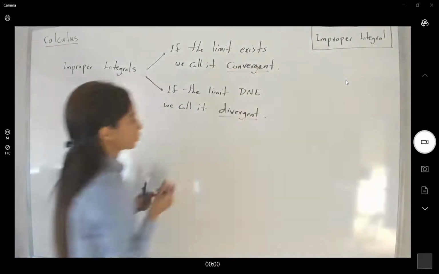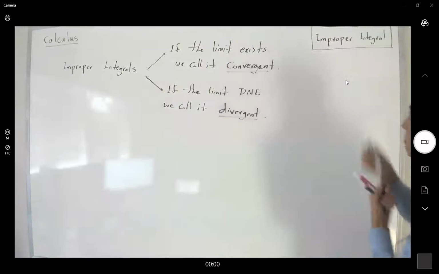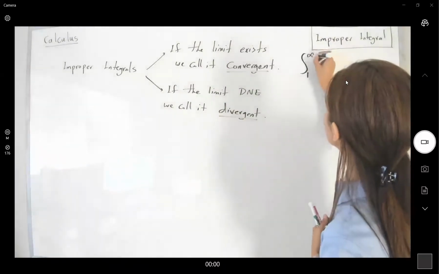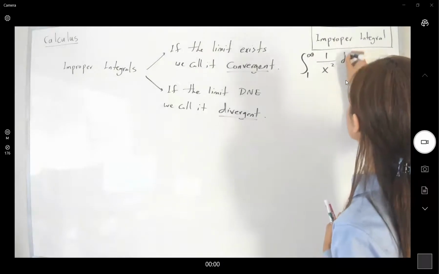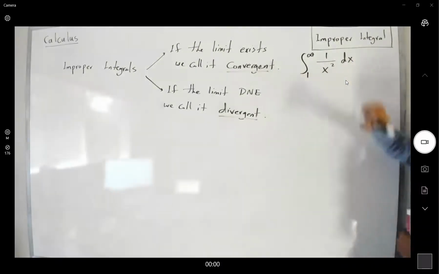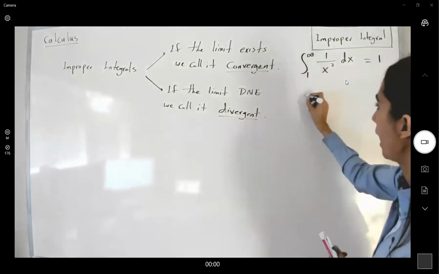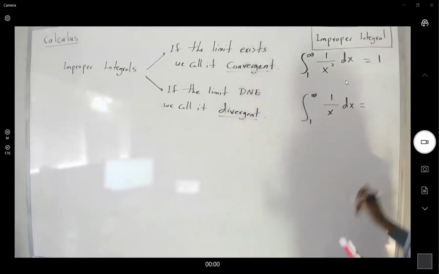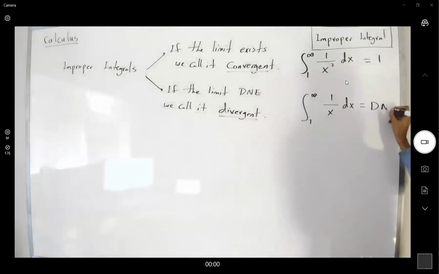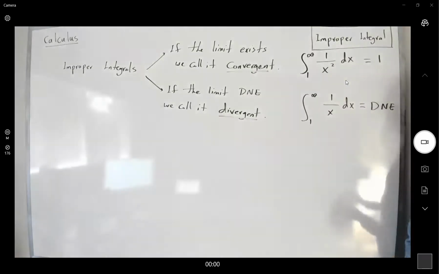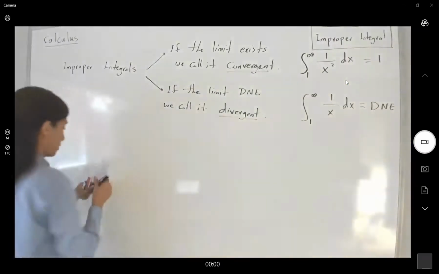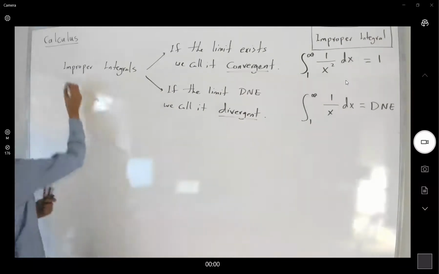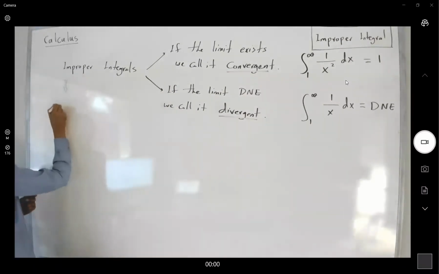Like the integral from 1 to infinity of 1 over x squared dx is convergent. As you saw, it converges to 1, and the integral from 1 to infinity of 1 over x dx was infinity, the limit doesn't exist. So it is a divergent improper integral. What's the use of improper integrals? You're going to see this in the next calc class when you're dealing with series.